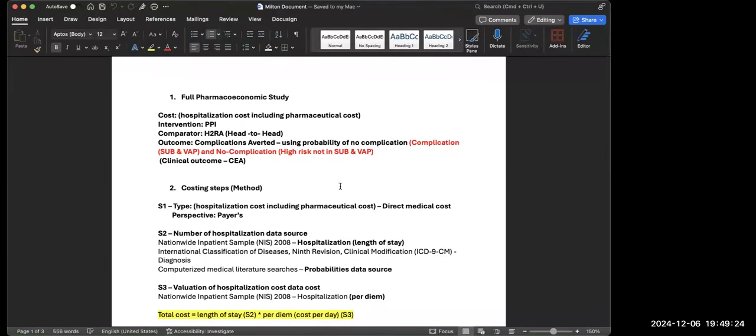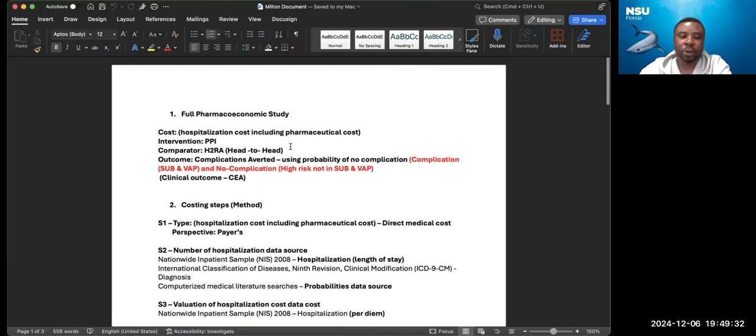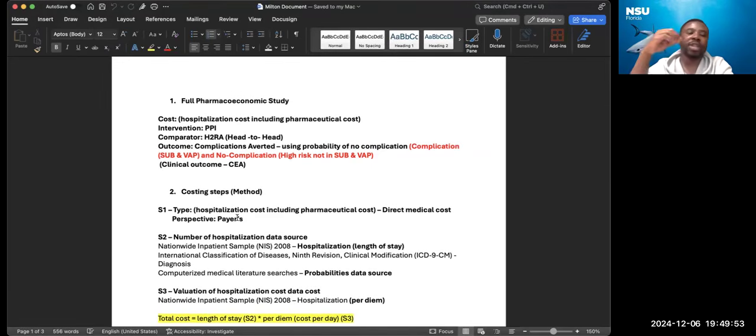Yes. So when I was doing the research, I explained why this is a full pharmacoeconomic study. There is cost, and the cost is hospitalization costs, and this includes pharmaceutical costs. There is an intervention, which is the PPI, and then the H2 arrays. And this is a head-to-head comparison because we are comparing two drugs. It is not really a new drug against a standard, we are just comparing two drugs together. So this is a head-to-head comparison.